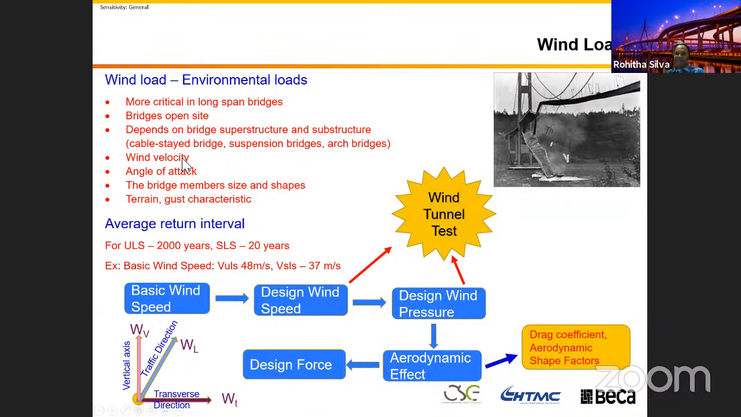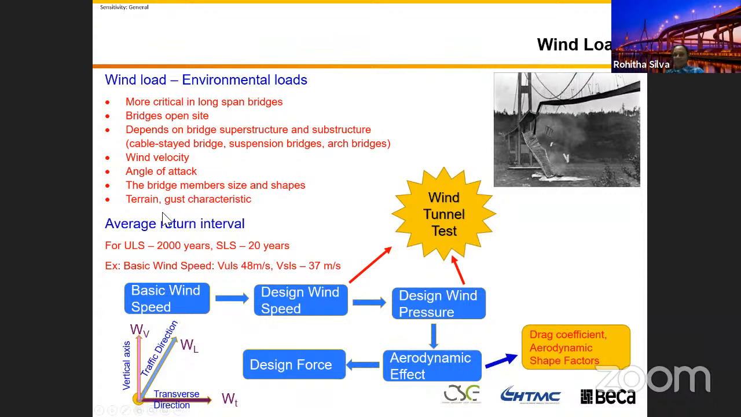Bridges in open sites, depending on the bridge superstructure and substructure, especially cable stay bridges, suspension bridges and arch bridges, are quite critical for wind: the wind velocity, the wind attacking angle, the bridge member shape and aerodynamics, and the terrain and where it's located, whether in a valley or in the middle of the city. That sort of thing is going to impact.